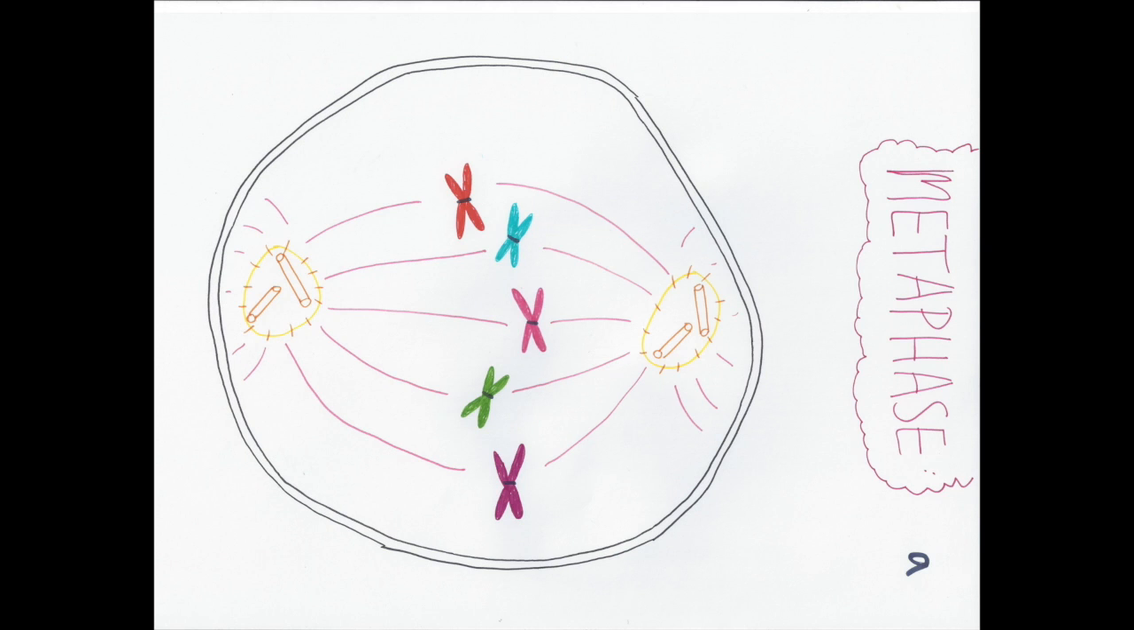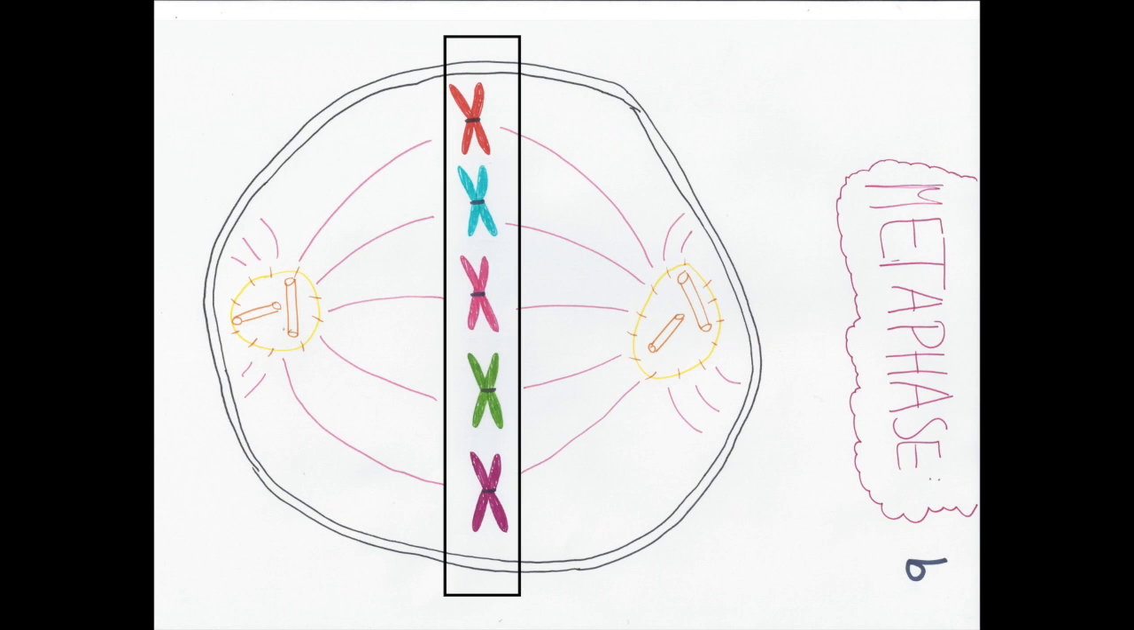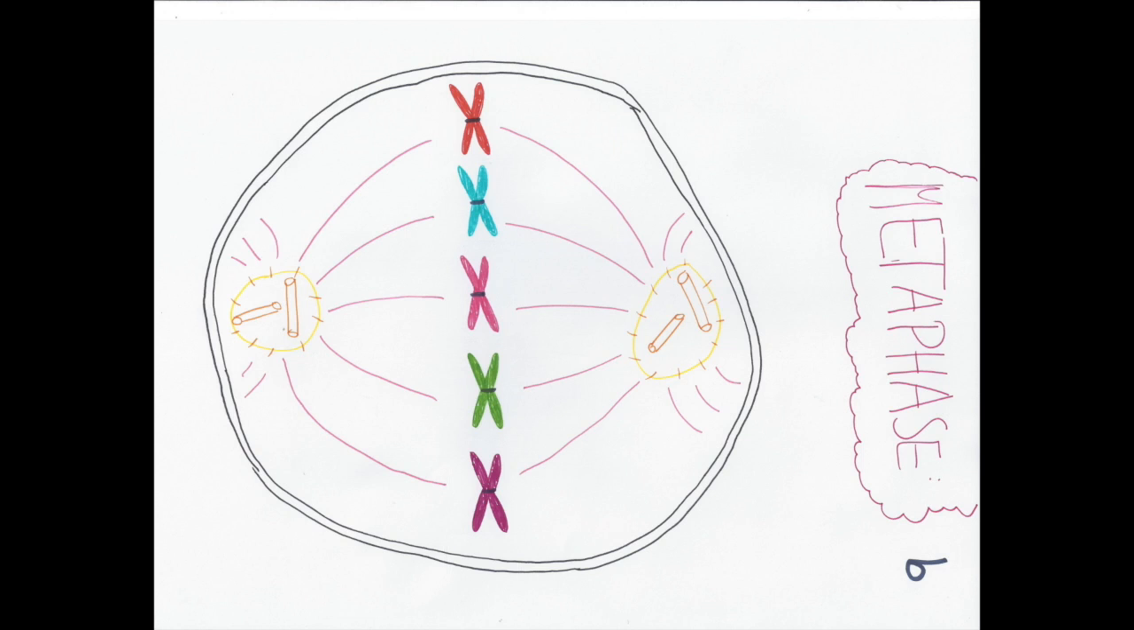Next is metaphase. Here, all that happens is the chromatids are now lined up in the center of the cell and each half is connected to a fully developed mitotic spindle and centriole. The chromatids are held together by a centromere.